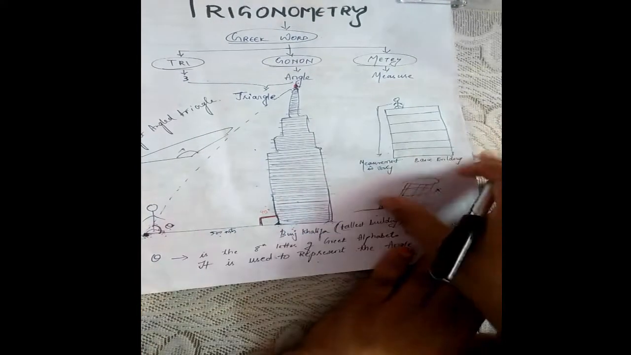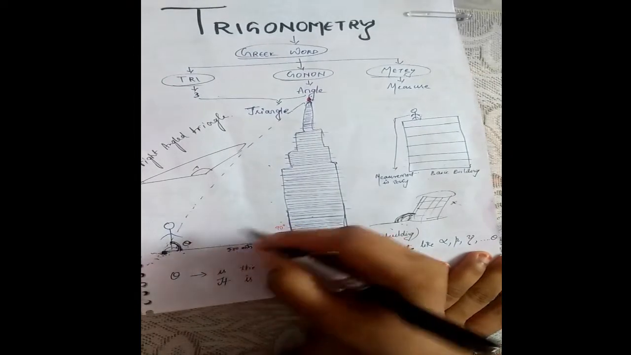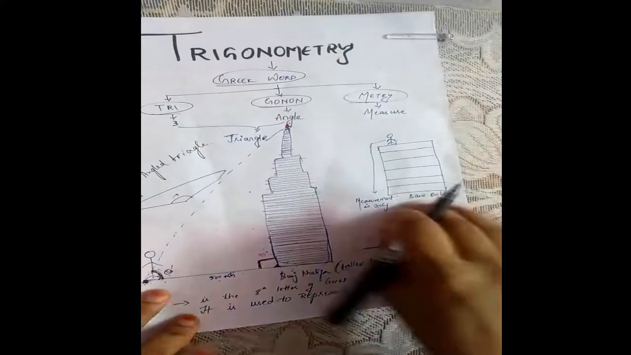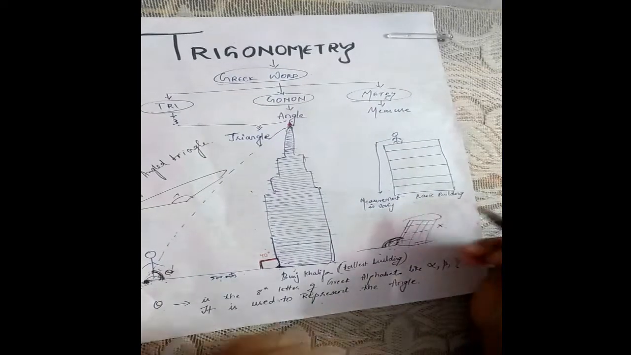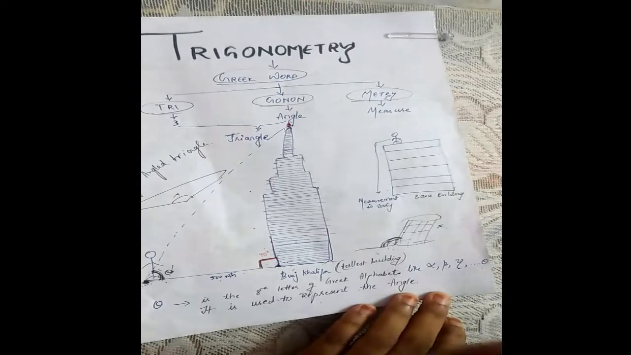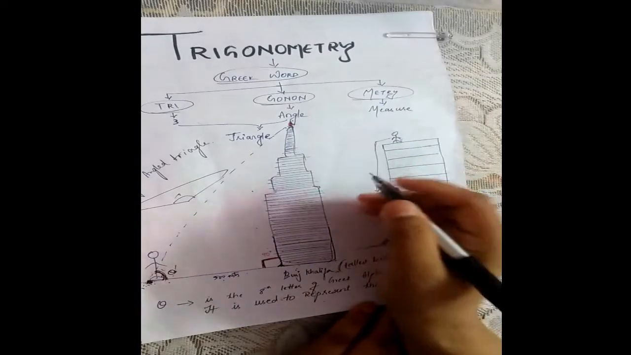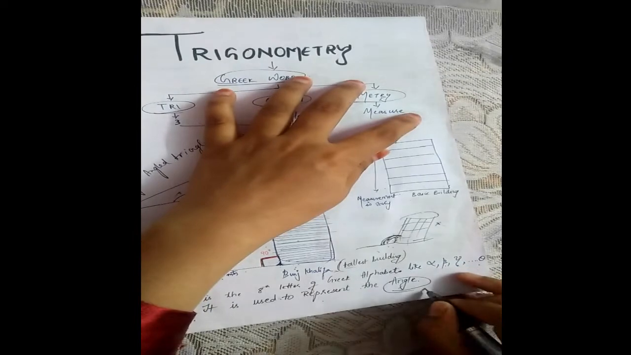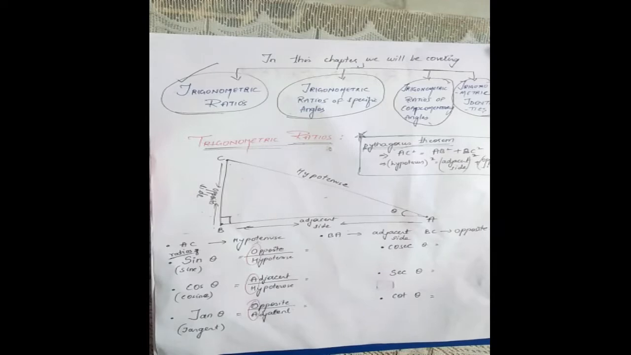Fine, now the measurement of these angles will be done using the term theta. Now what is theta? Theta is the 8th Greek letter. In the Greek alphabet, we know alpha, beta, gamma, lambda, and theta is the 8th letter. Theta always represents the angle. Let's get deep into the chapter.